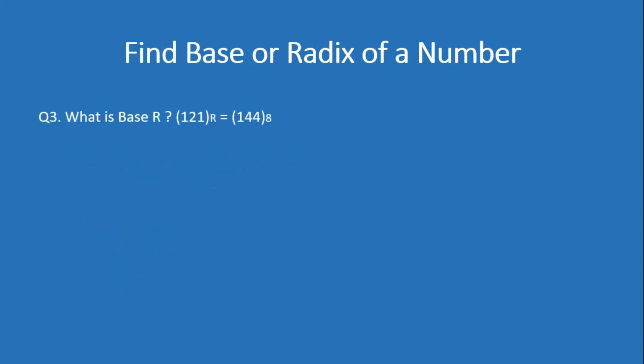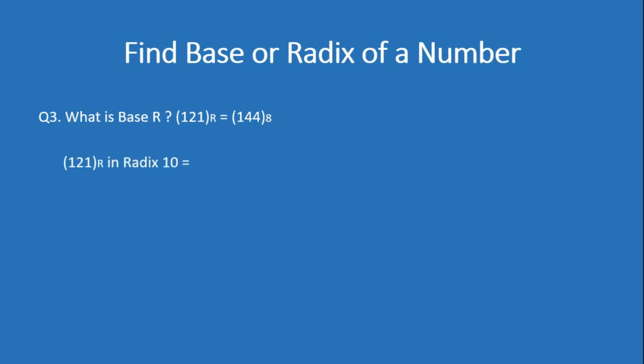In this question, there is again a relation: 121 has base r, and 144 has base 8. So the same process. First of all, we have to convert those numbers into radix 10. Then we have to put the values in this relation and we have to find the base r.